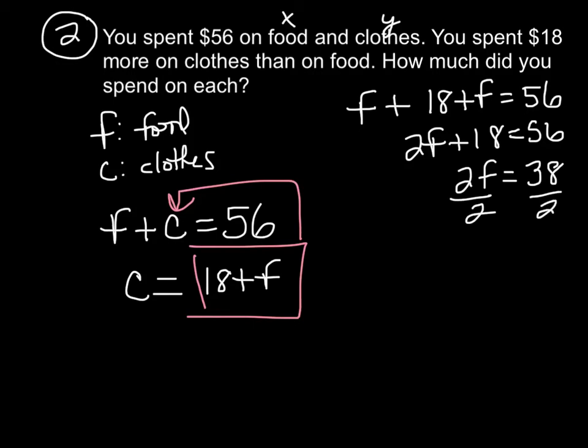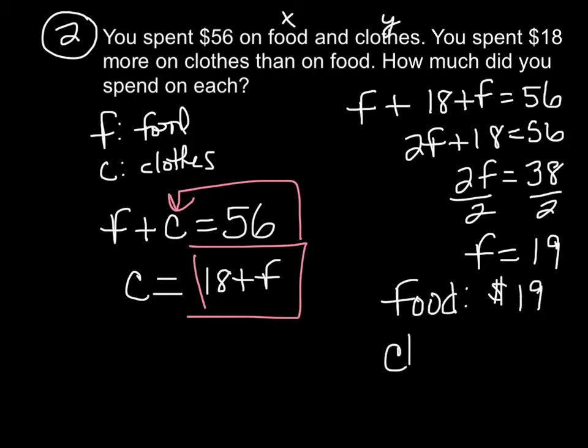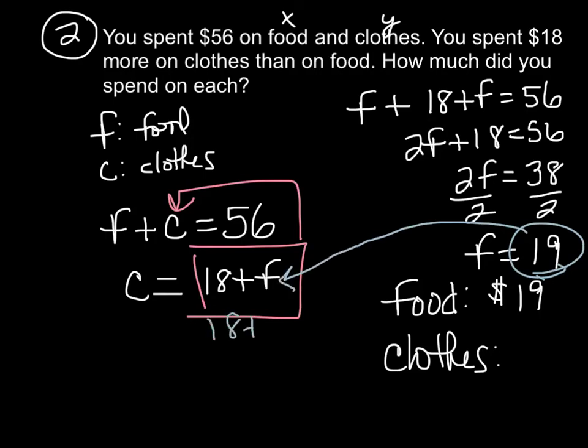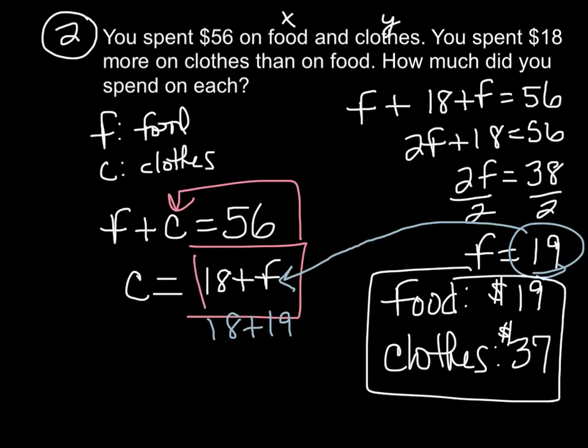Divide by 2. So F equals 19. So that means the amount you spent on food is $19. Clothes. Well, we're going to take that 19, and we're going to plug it in right here for F. So that'll be 18 plus 19. 18 plus 19 is $37. So you spent $19 on food and $37 on clothes.